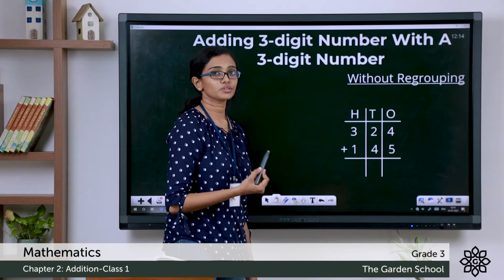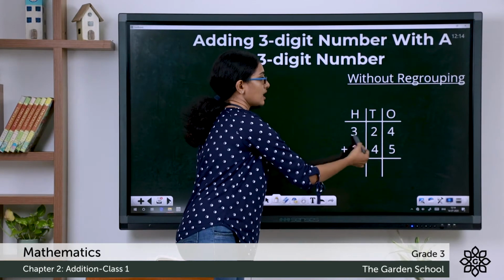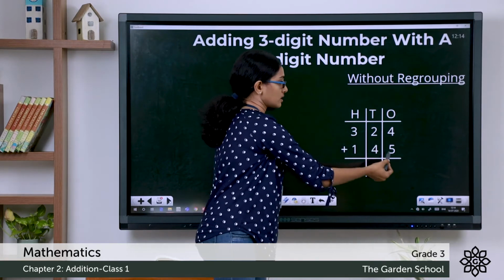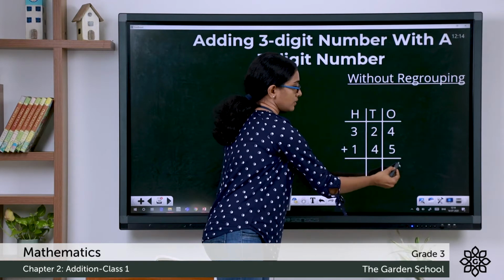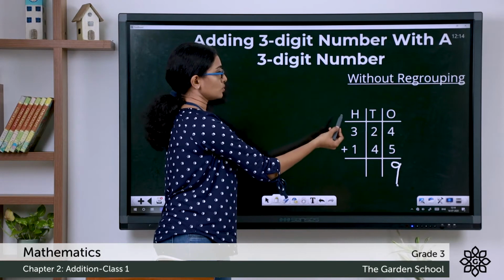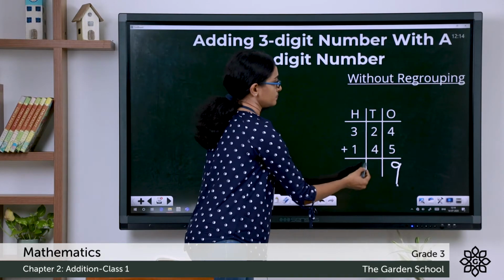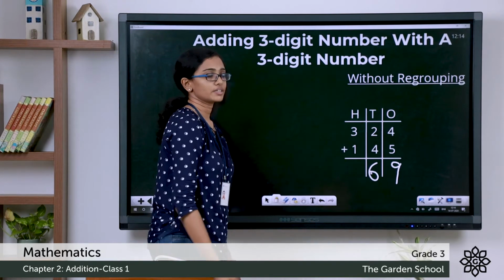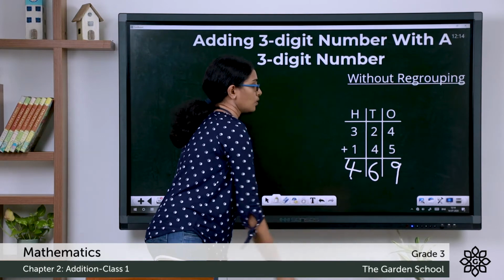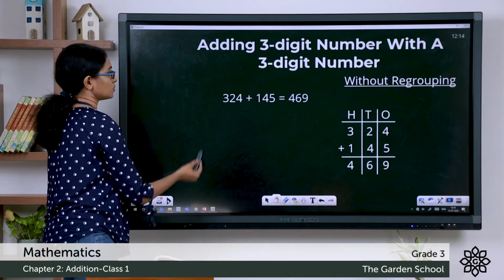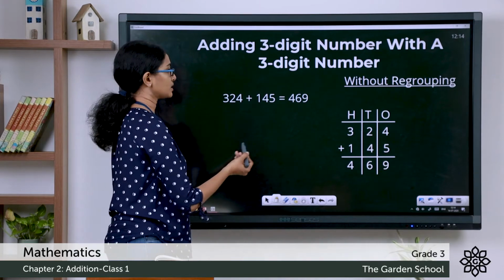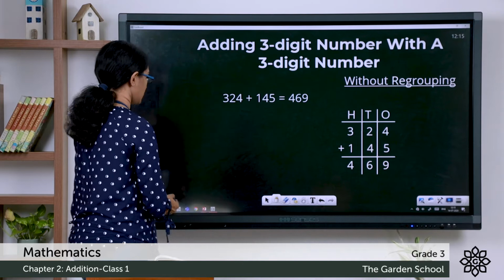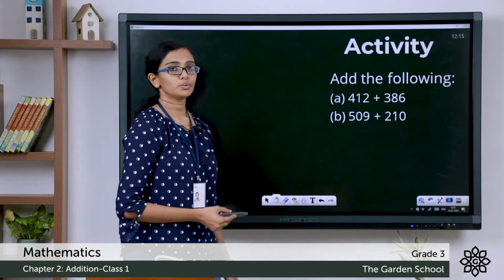Now see, here you have 2 3-digit numbers. So we have digits in the 3 places in both the numbers. So let's start adding the ones. 4 ones plus 5 ones give you 9 ones. 2 tens plus 4 tens give you 6 tens and 3 hundreds plus 1 hundred give you 4 hundreds. So 324 plus 145 gives you the sum 469.